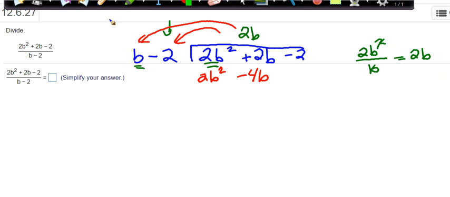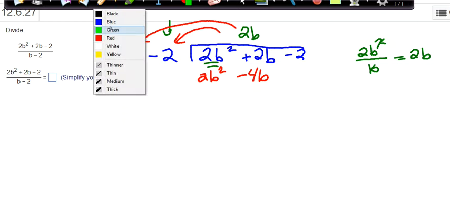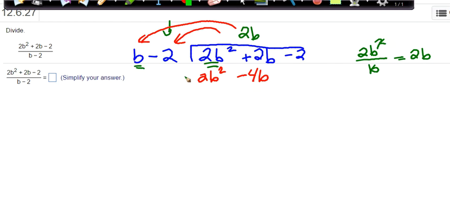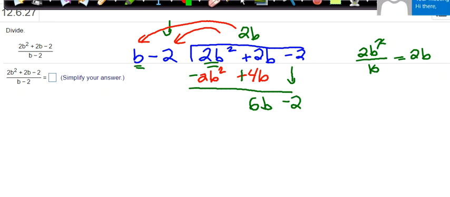We're going to subtract these, but to subtract polynomials, we really just change to the opposite and add. So we're going to change these signs to their opposite and add them together. So that's going to leave me then 6b, and I'm going to bring down my minus 2. And then I'm going to do the same thing again.